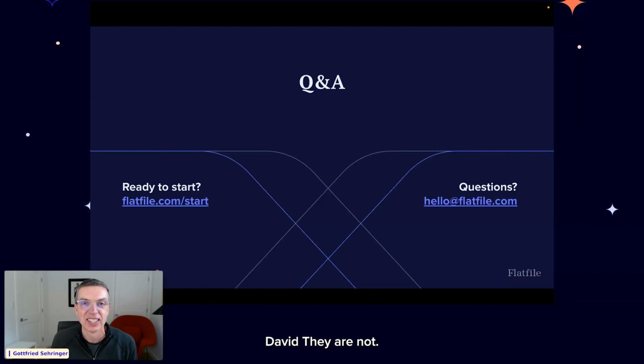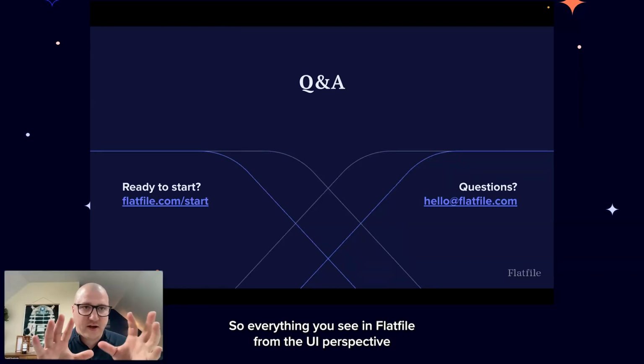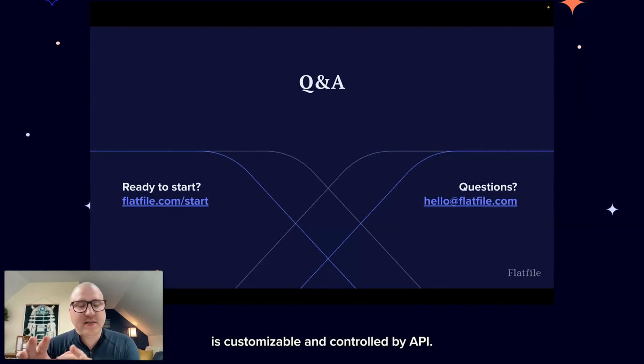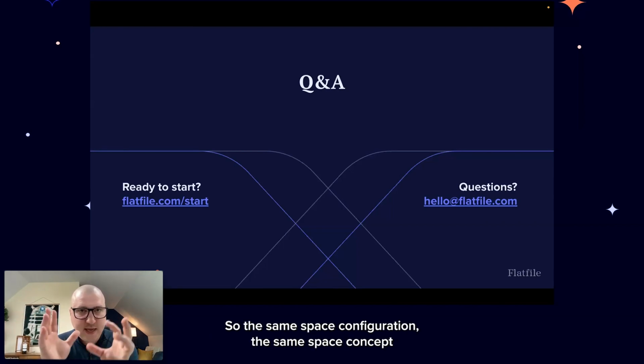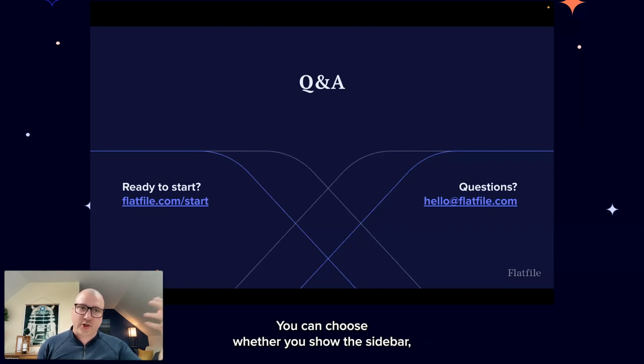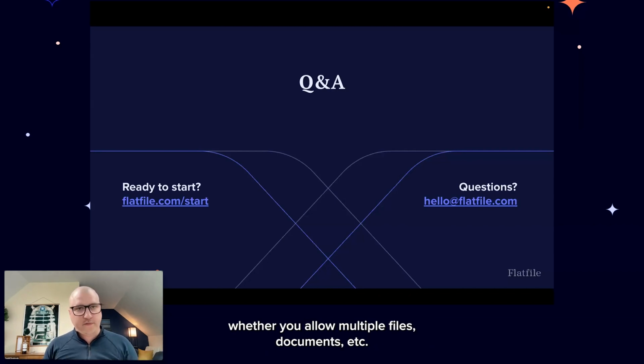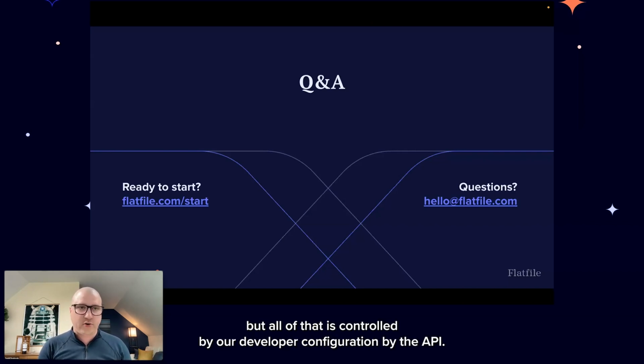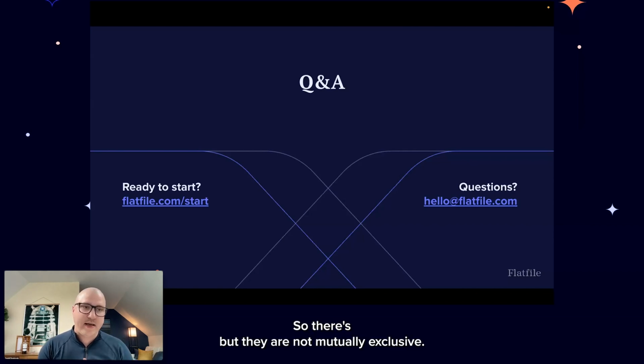They are not. Everything you see in Flatfile from the UI perspective is customizable and controlled by API. So the same space configuration, the same space concept that we showed in the advanced flow is also used for the embedded flow. You can choose whether you show the sidebar, whether you allow multiple files, documents, etc. There's a lot that we didn't touch on there, but all of that's controlled by our developer configuration via the API. But they are not mutually exclusive. They work hand in hand. And you can give as many powers to your embedded users or your collaborative users as you like.